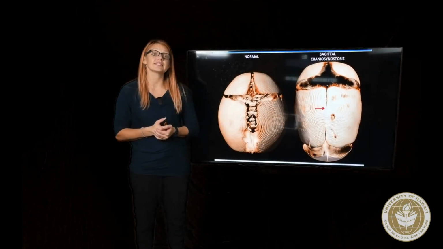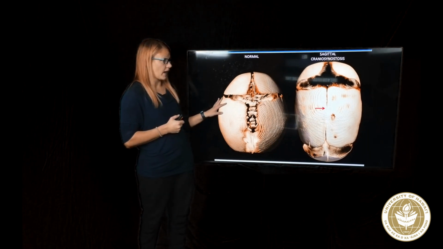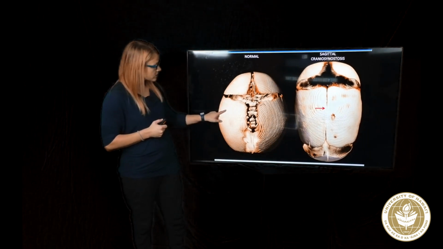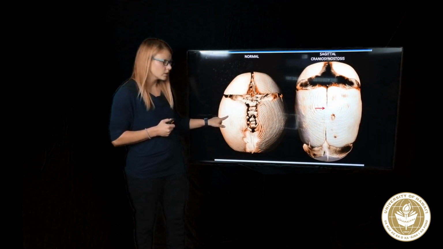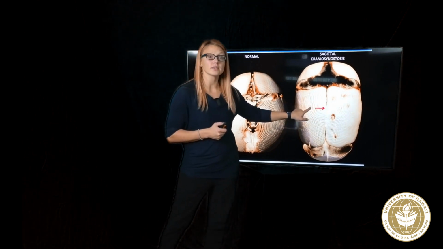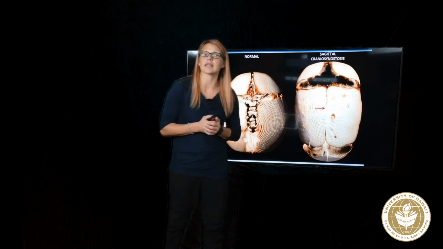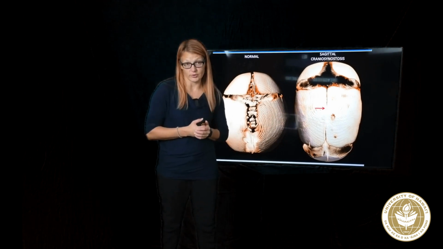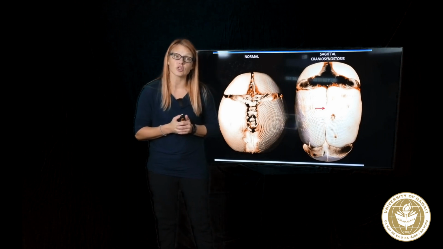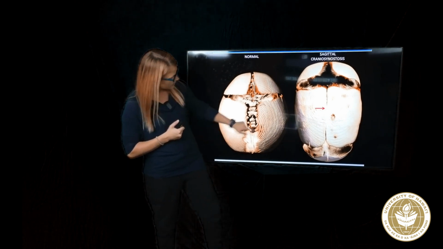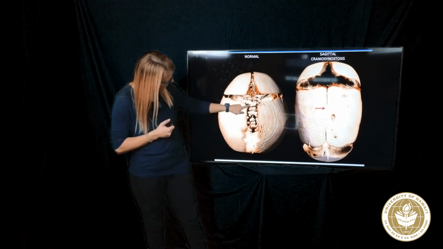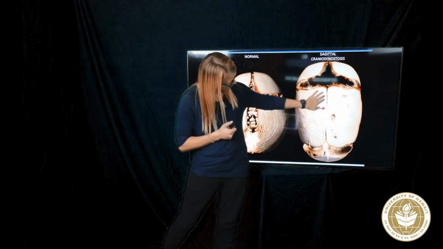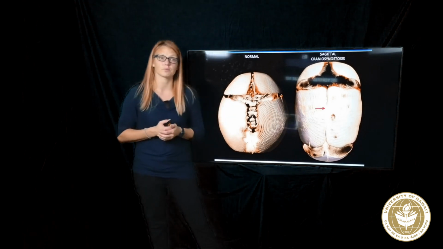Here is what happens if a suture ossifies too early. So this right here on the left is the normal cranium of a child. Over here on the right is a disease called sagittal craniosynostosis. And it's called sagittal because notice this suture has closed way too early, right? It should look like this, and that's completely closed along that plane.